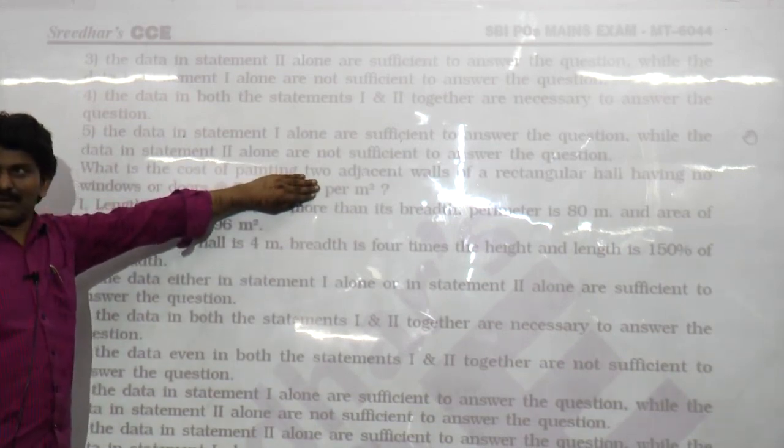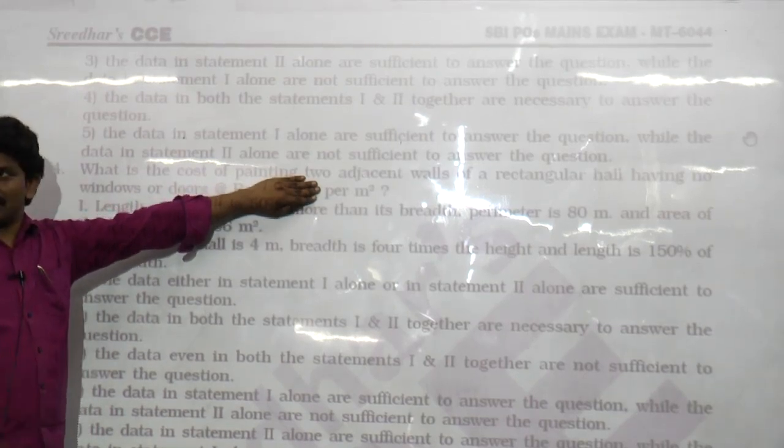Next, the cost of painting 2 adjacent walls of a rectangular hall having no windows or doors at the rate of 1625 rupees per square meter is, whatever it is, maybe some number. You are given the price. Cost of painting for the wall, right? Rectangular hall.